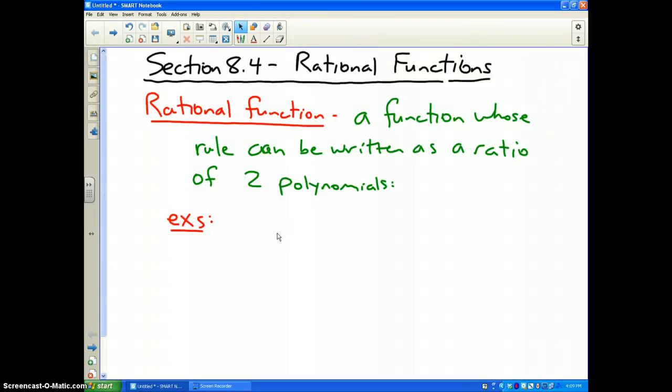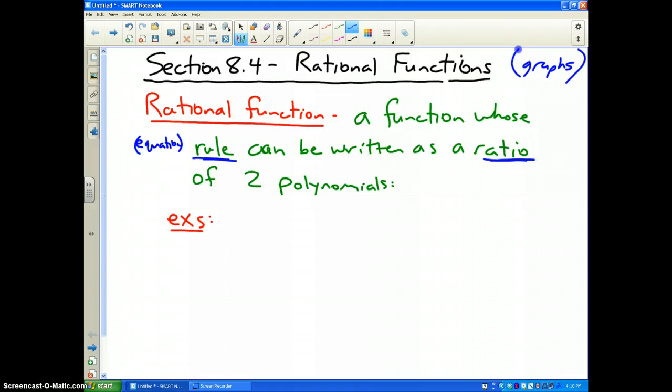Section 8.4 is going to get into rational functions and their graphs. So we're going to take a good look at graphing here. First of all, what's a rational function? A rational function is a rule, or in other words, an equation that can be written as a ratio or a fraction of two polynomials.